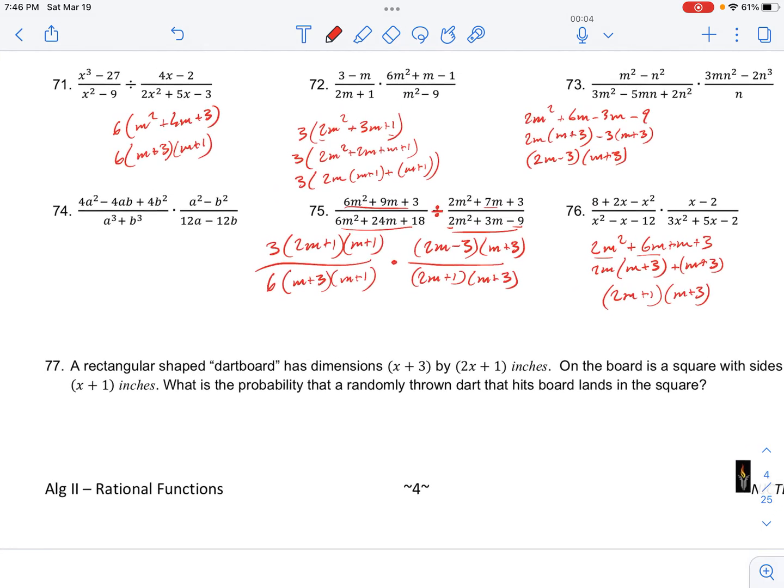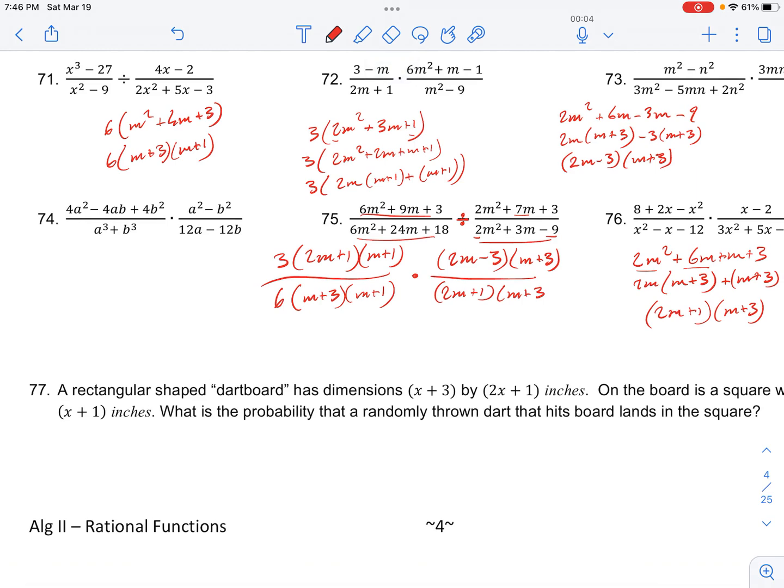And we have a lot of simplification that we can do. So we have an m plus 3 that we can cancel. We have an m plus 1 that we can cancel. And we also have a 2m plus 1 and a 2m plus 1 that can cancel. And these leading coefficients, 3 over 6, can simplify to 1 over 2. So we're left with, in the numerator, 2m minus 3, all over 2 times m plus 3. And this is our simplified form.